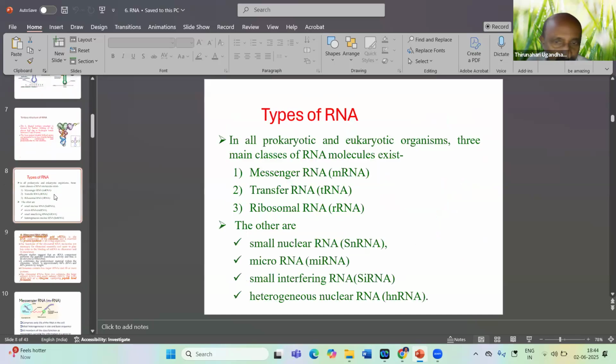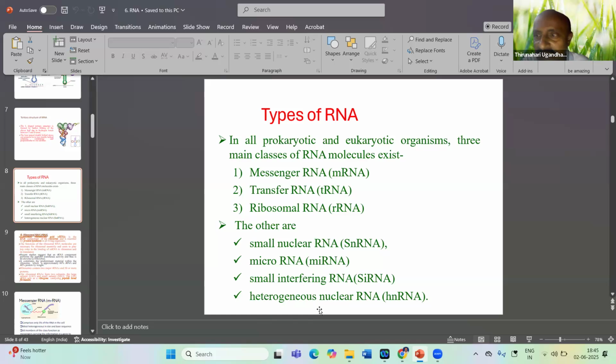But these are the types of RNA. Here are four other important RNAs: small nuclear RNA, snRNA; micro RNA, miRNA; small interfering RNA, siRNA; and heterogeneous nuclear RNA, hnRNA. These are also basic types of RNA.